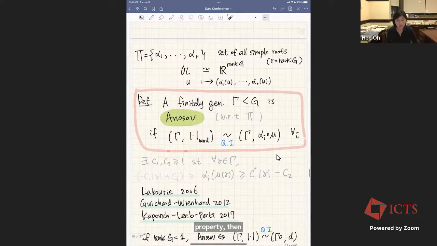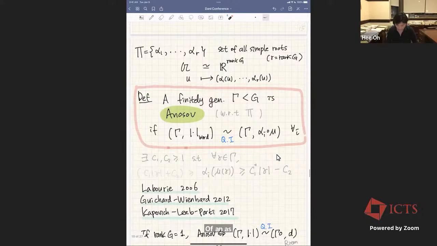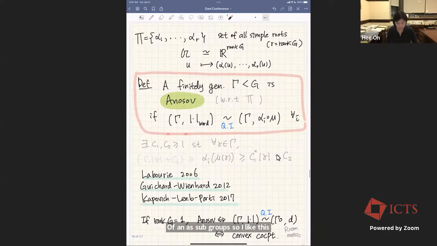First, let me mention that this notion of Anosov groups was introduced by Labourie in 2006 for surface groups. Then Guichard and Wienhard generalized this notion to word hyperbolic groups in 2012. By now there are many equivalent definitions of Anosov groups, and the definition I gave you is due to Kapovich, Leeb and Porti. I like this definition because it gives somehow more geometric meaning about the group.